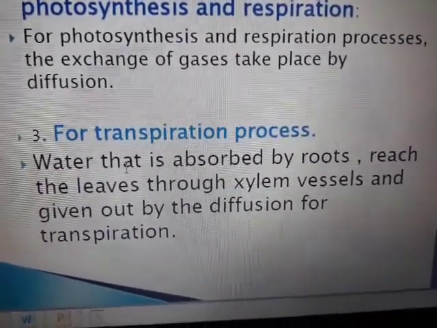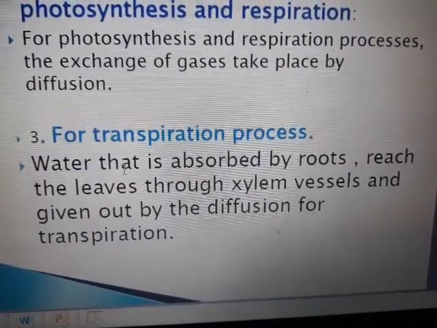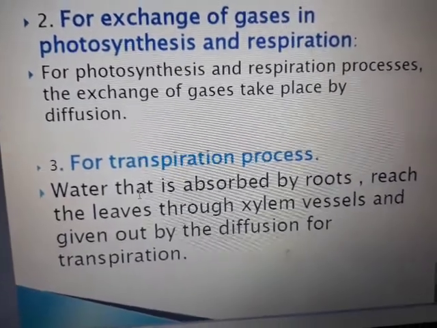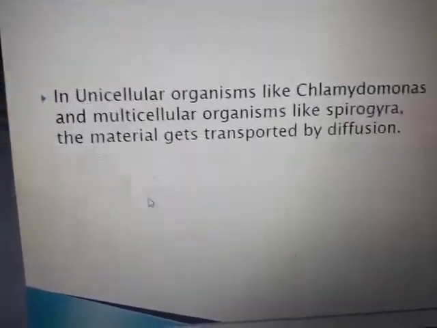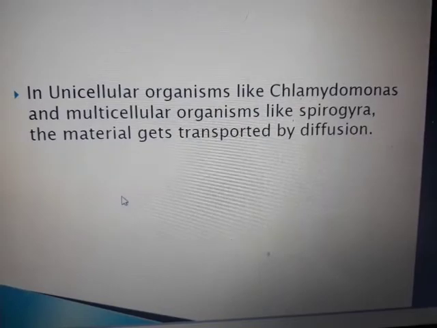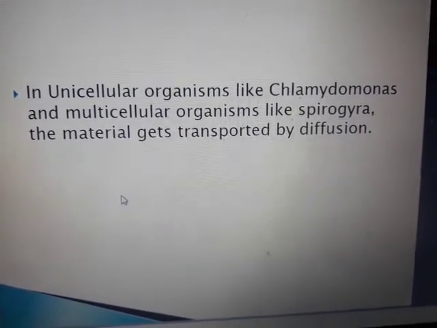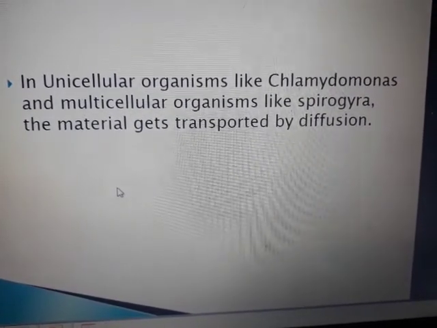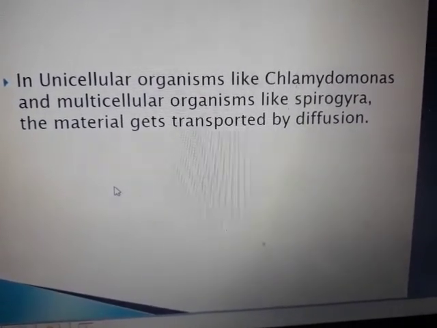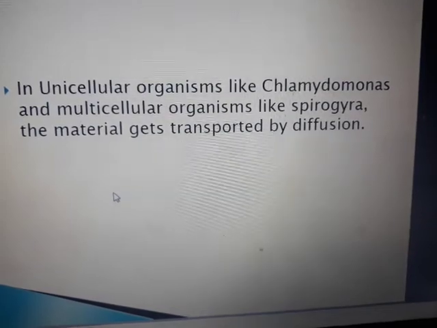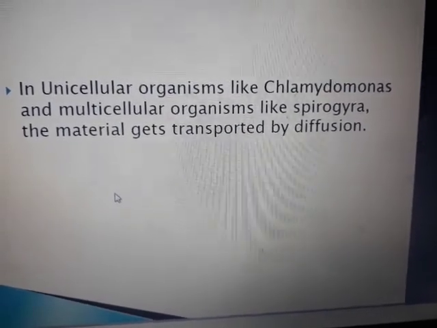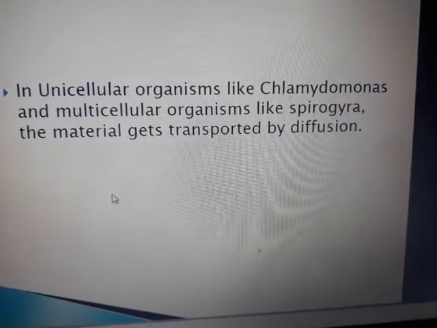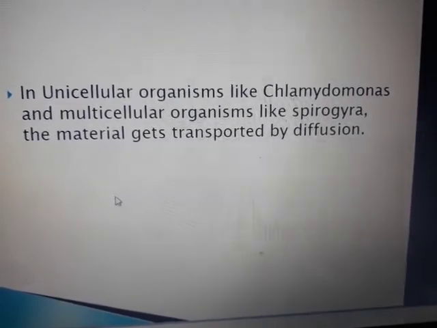Next is for the transpiration process. As I told you, water that is absorbed by the roots reaches the leaves through the xylem vessels and is given out by diffusion for transpiration. Next, for one more purpose, in unicellular organisms like Chlamydomonas and multicellular organisms like Spirogyra, the minerals get transported by the method of diffusion. Because they're so small, they do not need any kind of special vessels like xylem, phloem and all. It just simply works out with the help of diffusion. Okay.